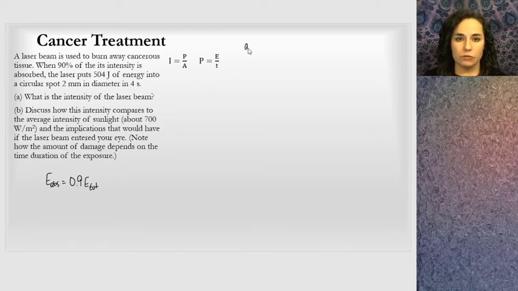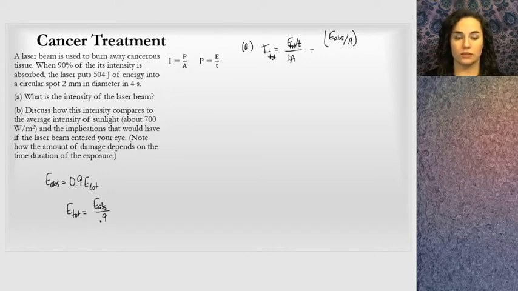Intensity for part A will equal the energy per unit time divided by the area. When I solve for E total down here, I will get E absorbed divided by 0.9. So that's what I'm going to put up in the equation up here: E absorbed divided by 0.9. That's the total energy that came out. I will find the total intensity of that laser. Doing a little bit of algebra, I get the area on the bottom.